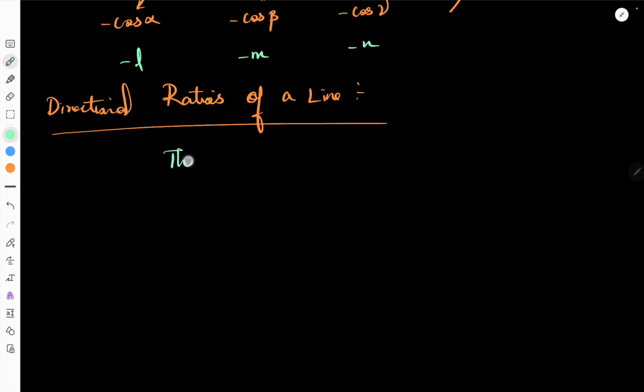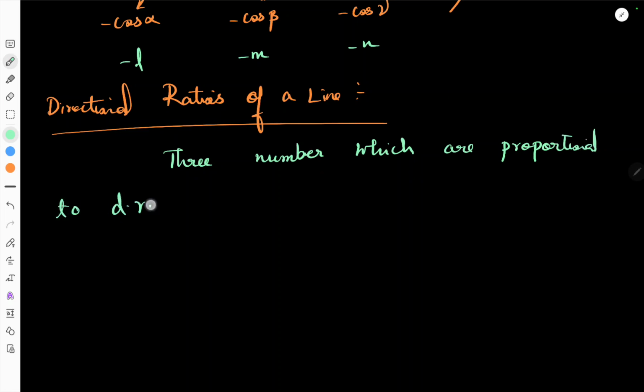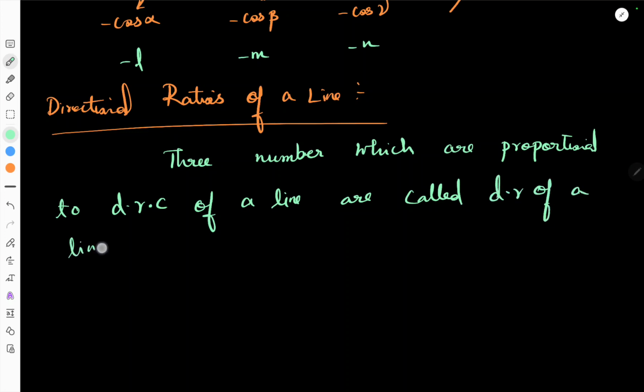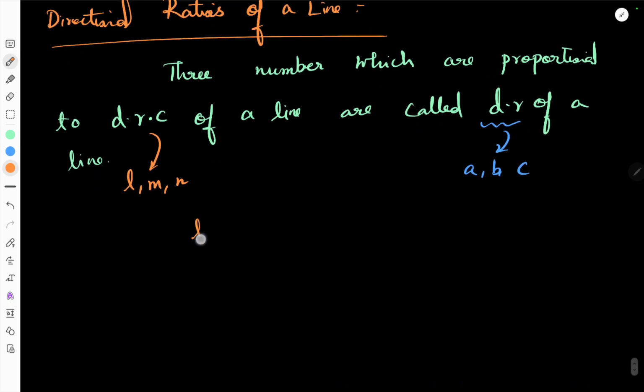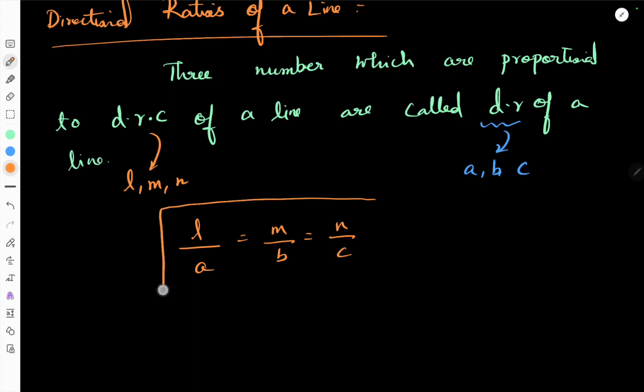See, here directional ratios is nothing but three numbers which are proportional to directional cosines of a line, called directional ratios of a line. Which means if I take the directional ratios of a line as A, B, C, and directional cosines we have denoted as L, M and N. If they are proportional, which means L by A equal to M by B equal to N by C. So this we will have.